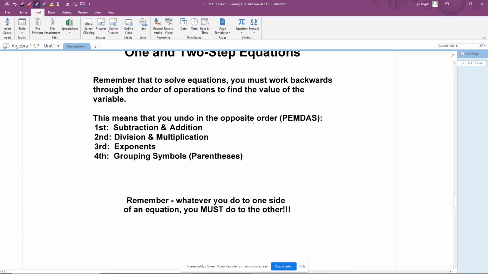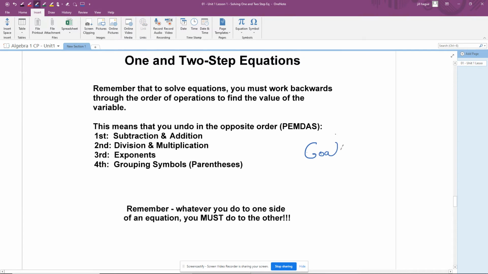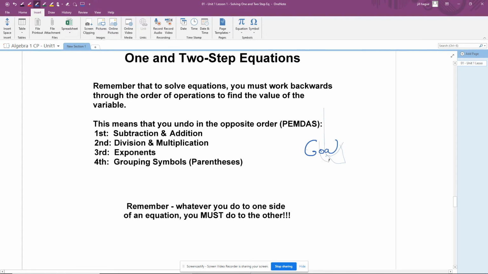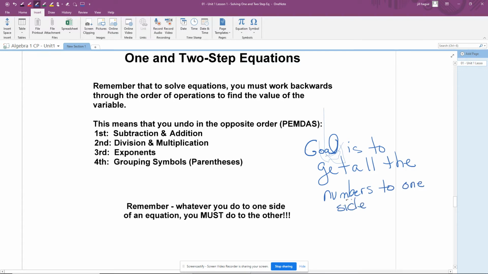Okay, the other thing I would tell you here, and if these type of things confuse you, then just treat it like this. Your goal, and you might want to write this down, is to get all the numbers to one side. Get all the variables to the other side.